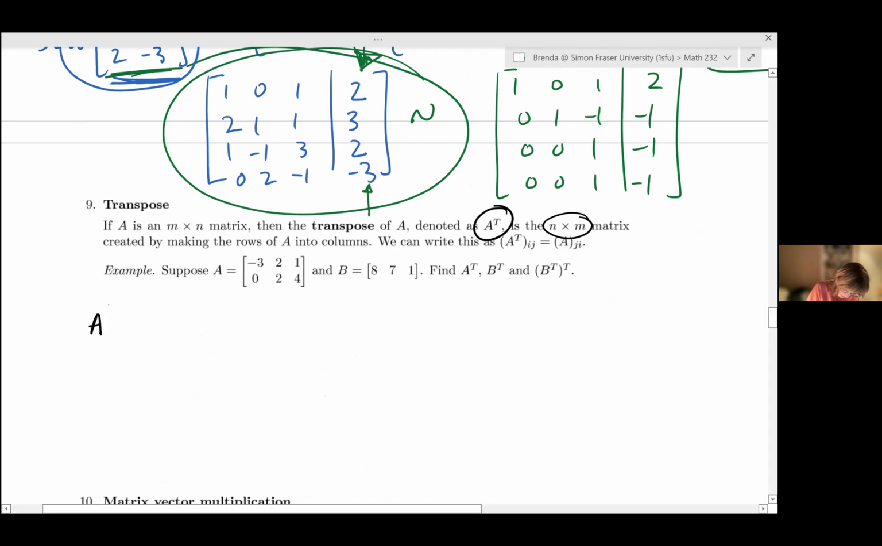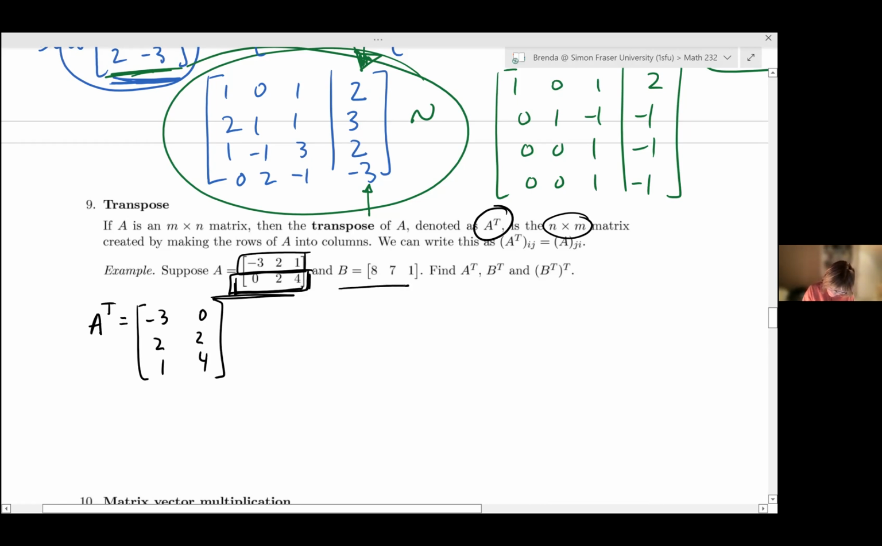That looks like this. A transpose. Okay, here's A. So A has 2 rows. So A transpose will have 2 columns, and the columns will be the rows of A. So this first row here becomes the first column here. And then this second row here becomes the second column here. There you go. Okay. Similarly, you'll see B is a 1 by 3 matrix.